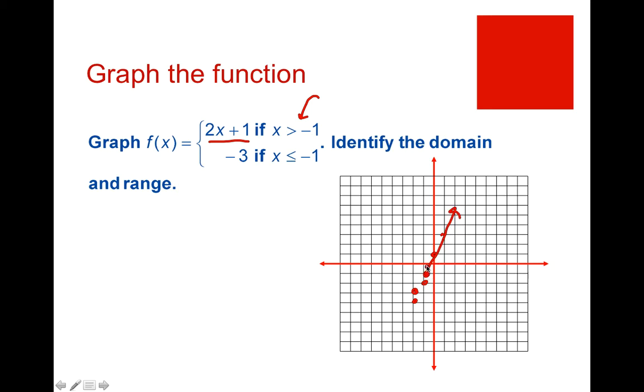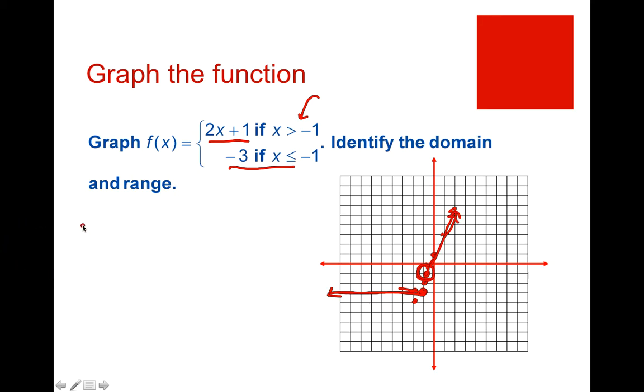Now this circle right here, because it's not equal to, I'm going to have it as an open circle. The second part of this says I have this horizontal line at -3, and I'm going to use that for the values of x that are equal to -1 and less than that. So it's going to go this direction. So I have this piece, and I have an open circle and that piece.